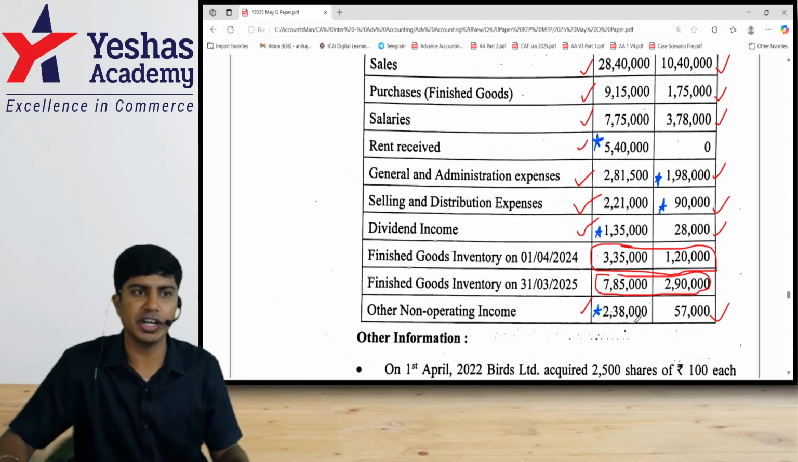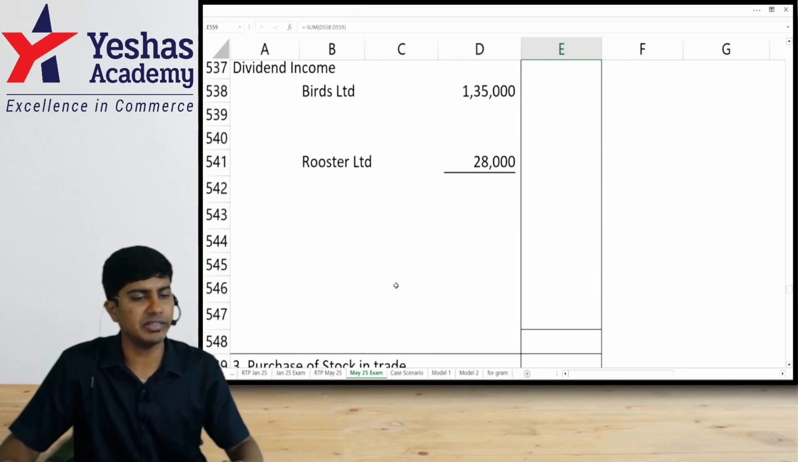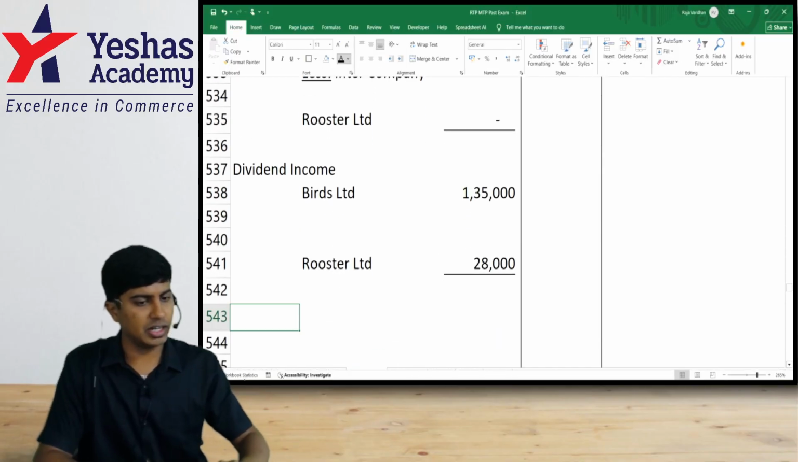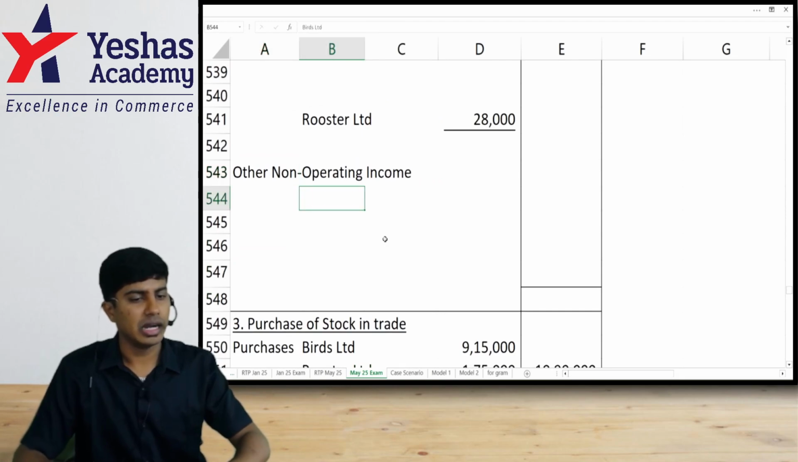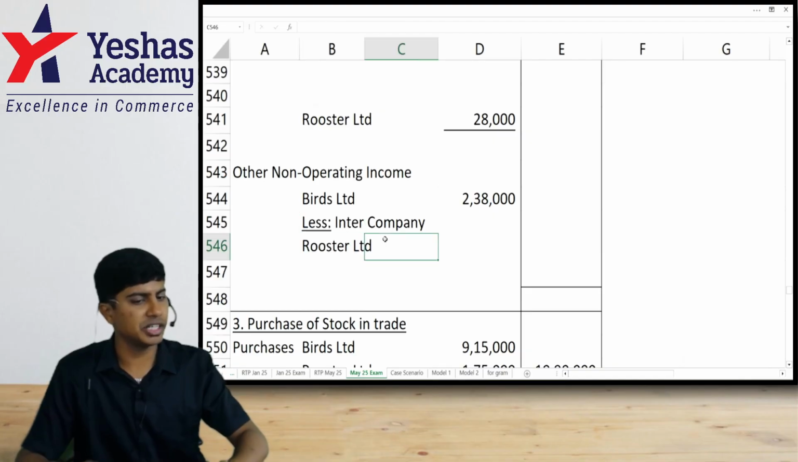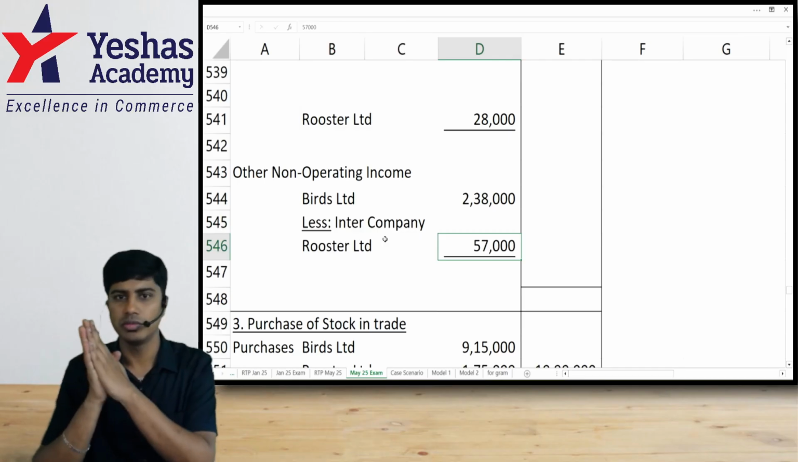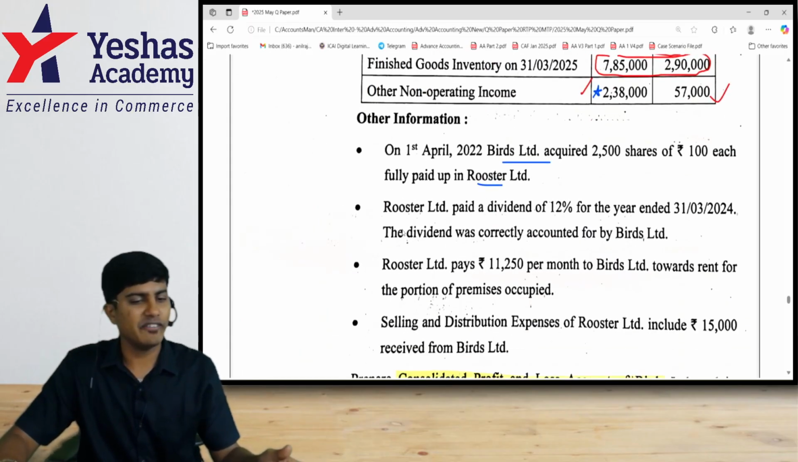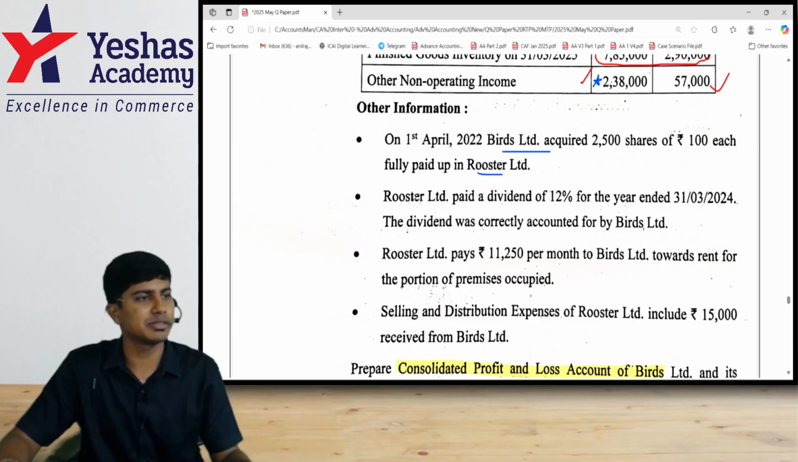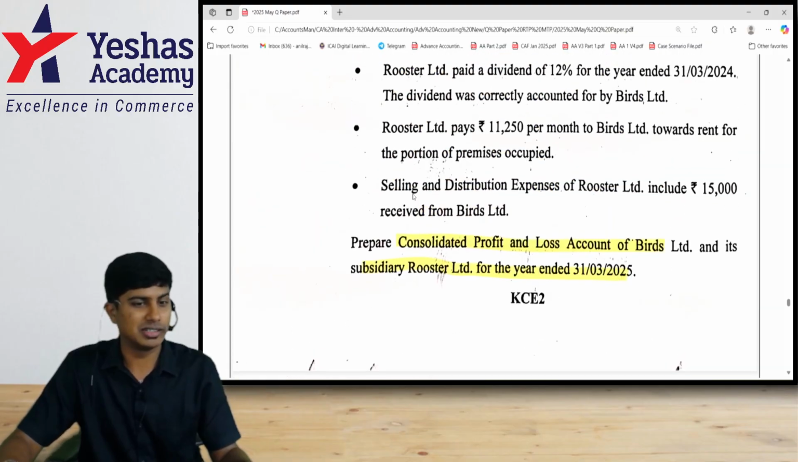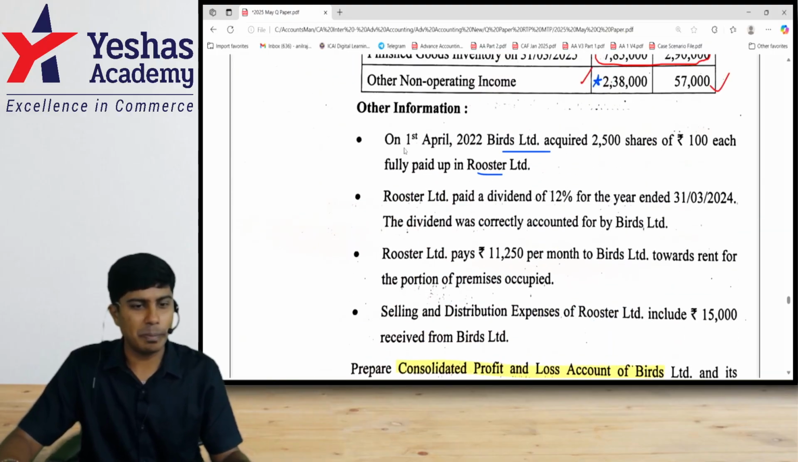So that will be in the inner column. I'll give space also for intercompany elimination. Generate non-operating income 238 and 57. Where? In other income. In other income, I will write non-operating income. I'll write Birds 238, space for intercompany elimination, Rooster 57. Later I'll post it to the outer column. We're done with the table. Now we have the cute little 1, 2, 3, 4 adjustments and we're done with 10 marks if I'm not wrong. 10 marks.